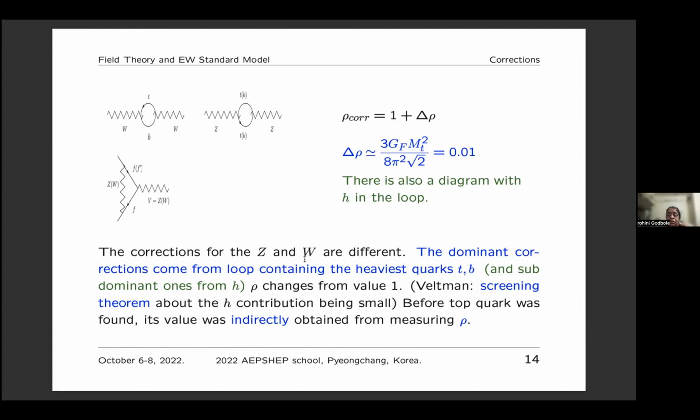So that's what I have written here, that the corrections for the Z and the W are different. The dominant corrections come from the loop containing the heaviest quarks T and B, and subdominant corrections also come from the Higgs.